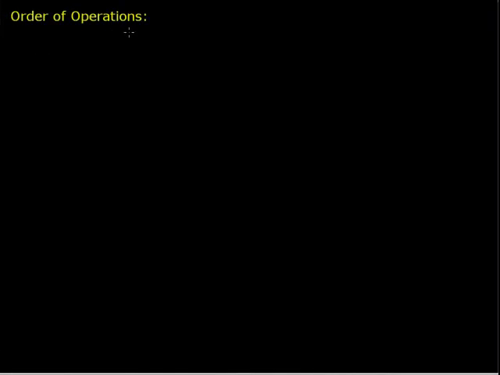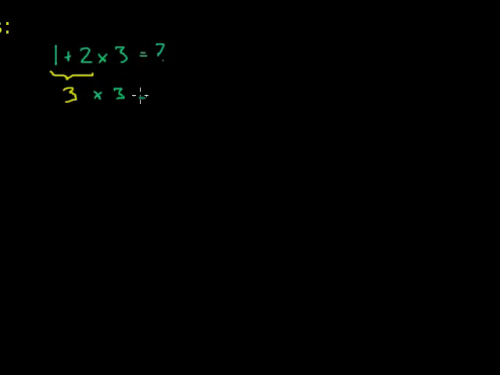The order of operations is really important because it tells us which arithmetic steps to do first, and I'm going to give you a simple example to illustrate exactly what I'm talking about. Let's say we started off with just 1 plus 2 times 3, and we wanted to know what that equals. Well, if you just went in order from left to right, and we started off adding 1 plus 2 is 3, and then we multiplied 3 times 3, we would get 9.